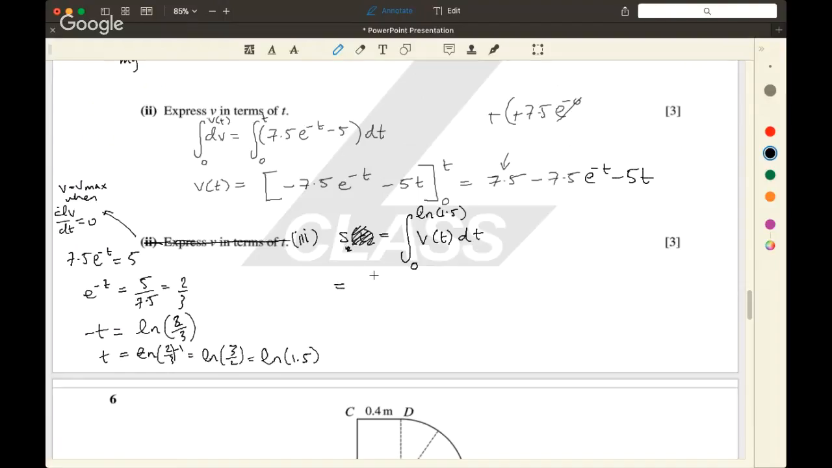Well, now we're just integrating all over again, and we're integrating this guy here. Well, that's pretty straightforward. So we've got 7.5 t minus, so plus again, 7.5 e to the minus t minus 5 over 2 t squared between 0 and the natural log of 1.5. So you just need to evaluate this a little carefully, and you should get the right answer without too much trouble.